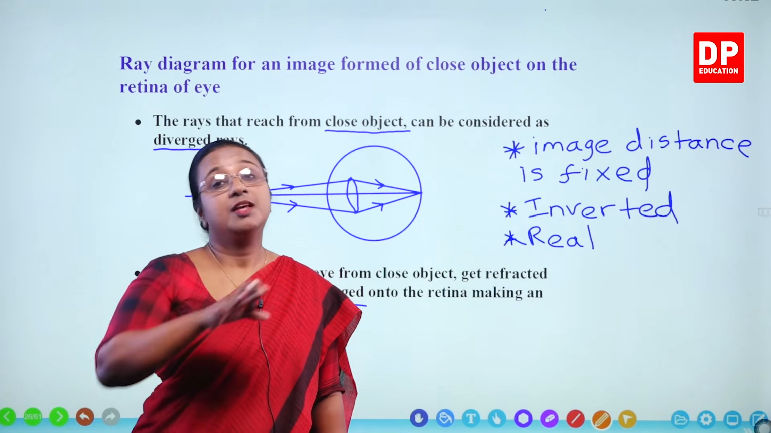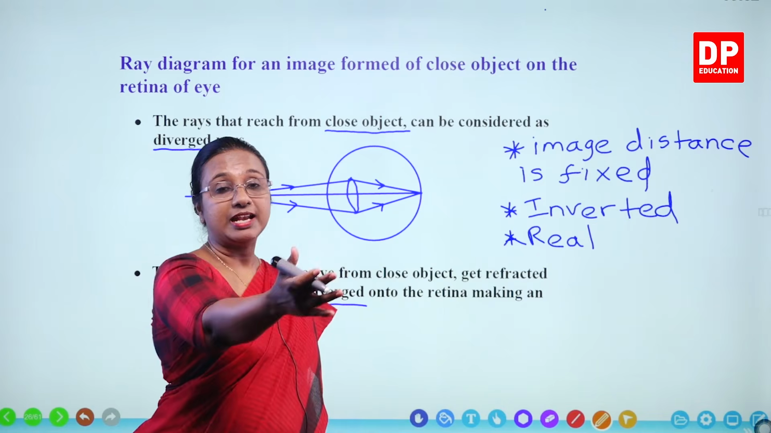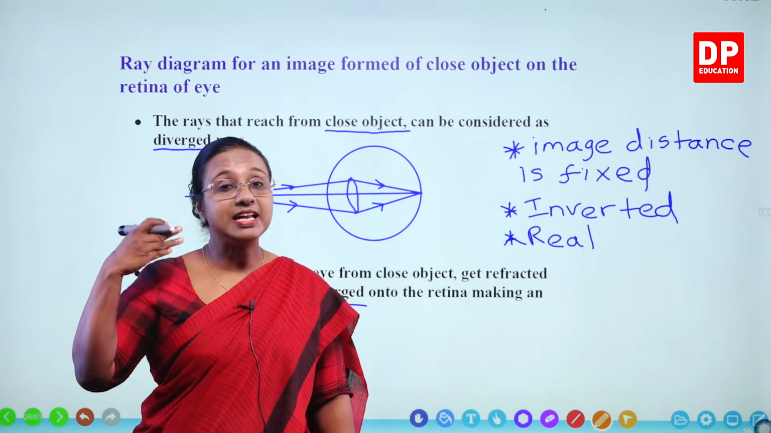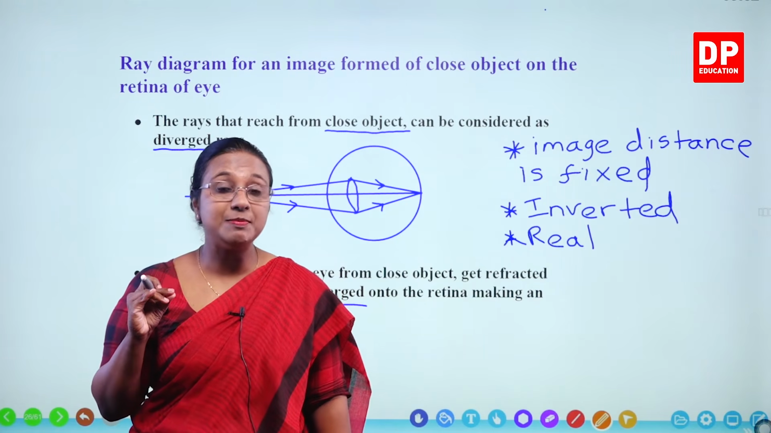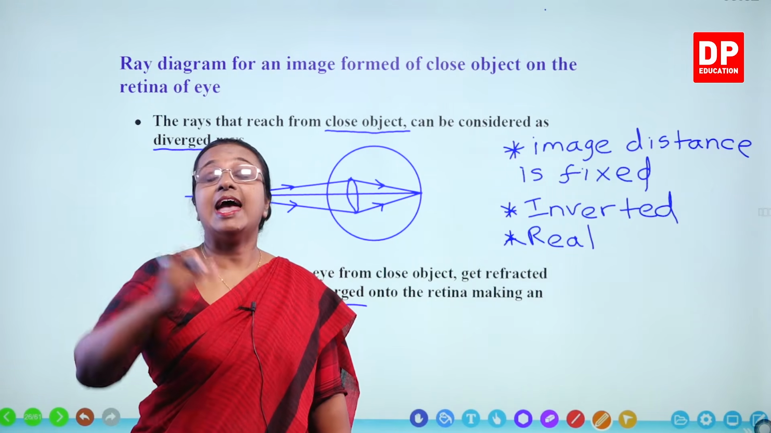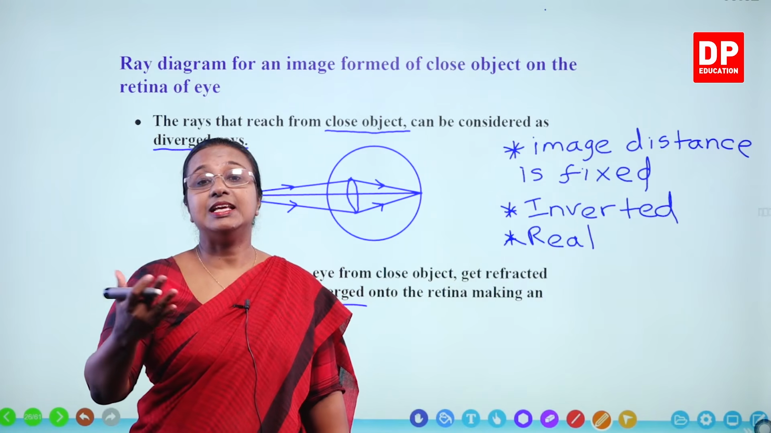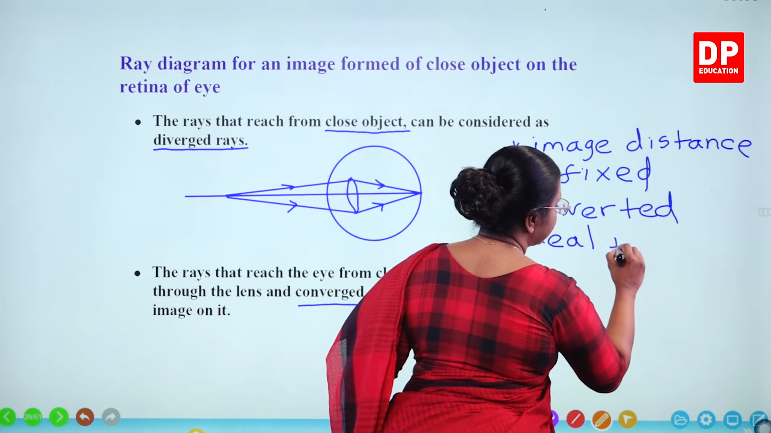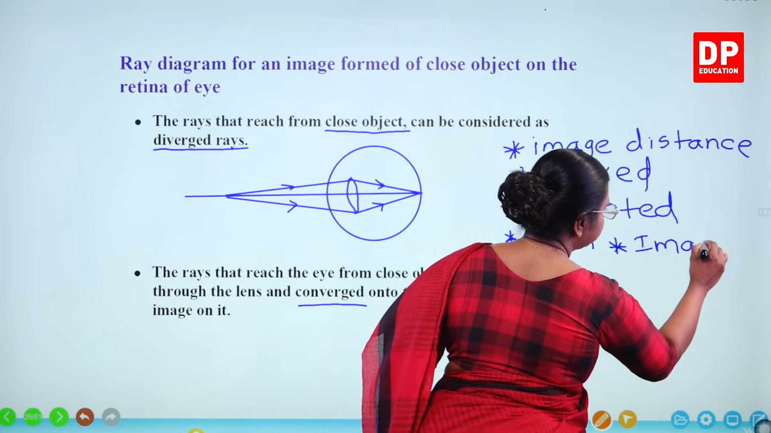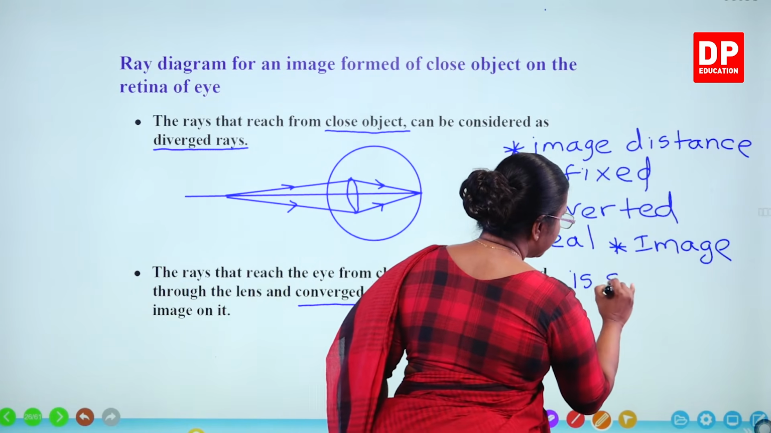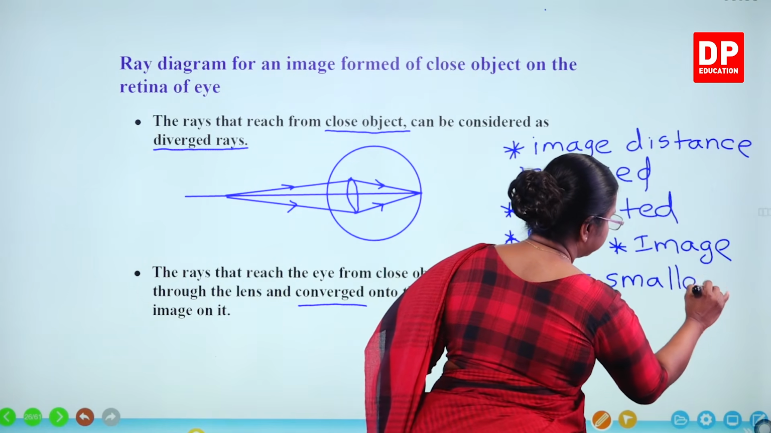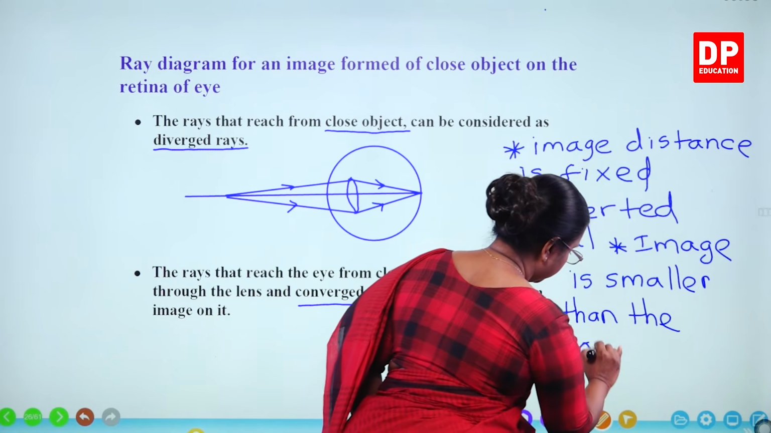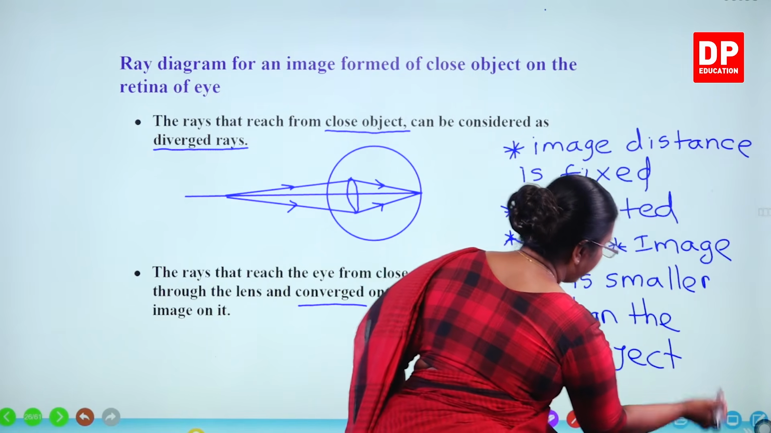And mostly, when you look at things around you, say you look at a tree, the tree is a very large object. But the image that forms inside the eye has to be a very, very small image because you know the size of your eye and the tree. So usually it is an image that is smaller than the object. So the next one is: image is smaller than the object.